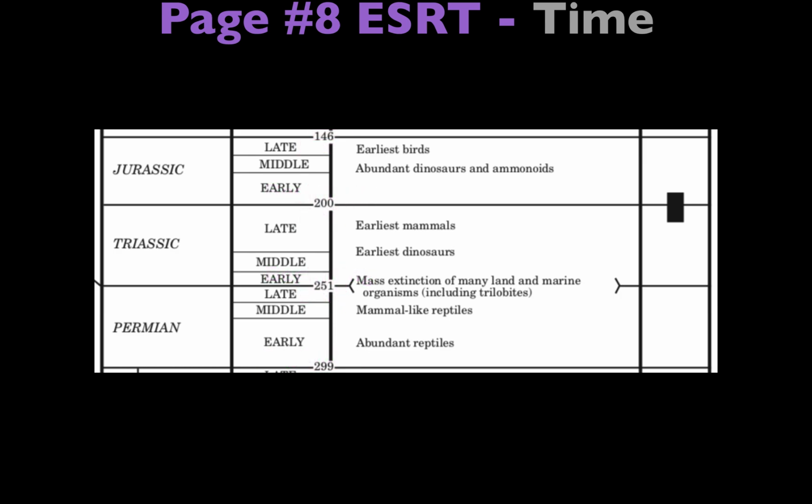So now let's look at an example. Let's say we were asking you to figure out how long ago did we have the mass extinction of land and marine organisms, including trilobites. Well, we locate that exact phrase in the reference table, and we look over to the time scale, and we see that this happened 251 million years ago.